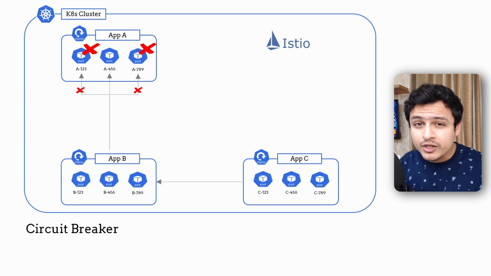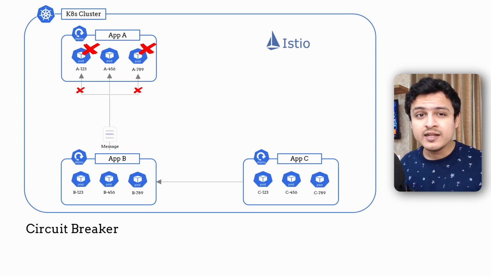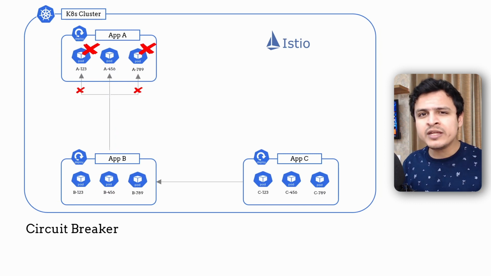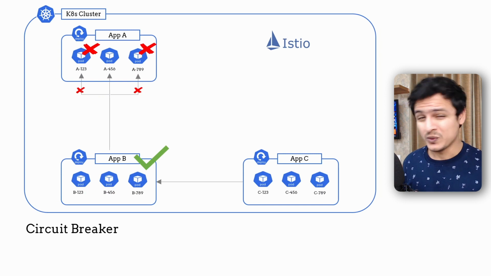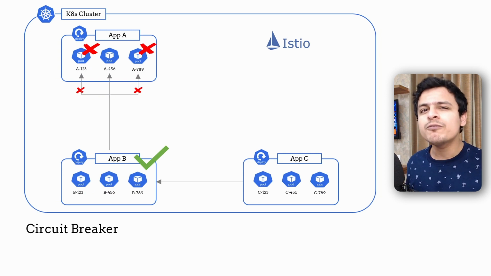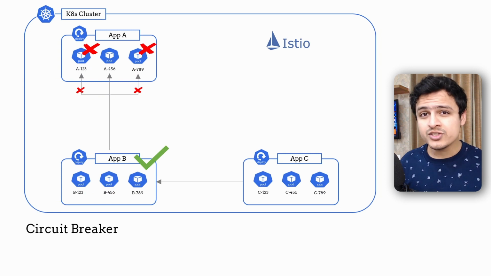The idea is to cut off communication to the faulty app A replicas altogether. This way, app B can keep communicating with the healthy replicas and continue working without issues. You guessed it, with Istio, you get some really powerful circuit breaking capabilities out of the box. Apart from this, you can implement some really interesting patterns.